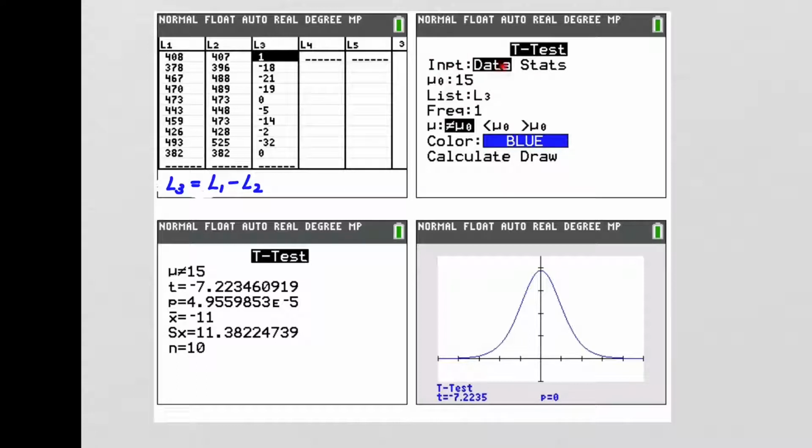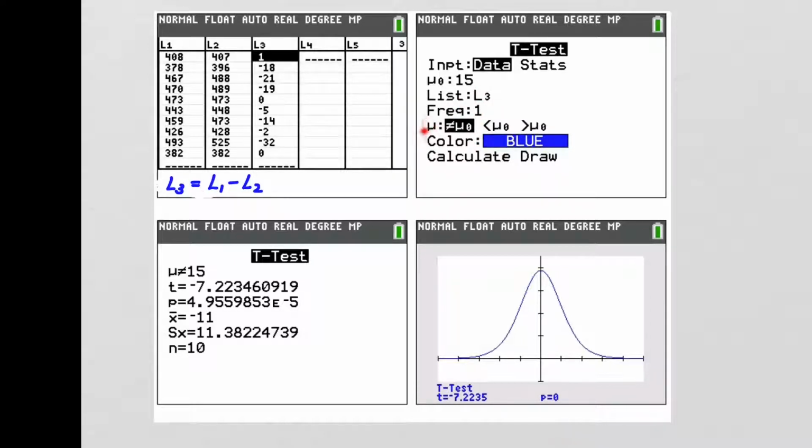My input is data. The difference usually is 0 in these problems, almost every single time, except your book does this one weird question out of all the homework where it's 15. So in this case it's 15. And then the list is L3. We don't care about L1 and L2 anymore. They've been incorporated into one list here. And the frequency is 1. We're going to skip over that, just move on past there.